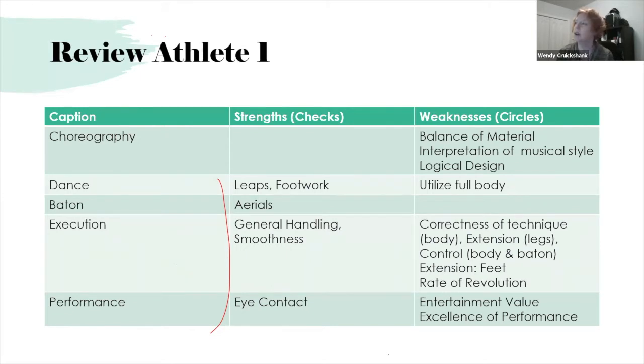Under choreography, we didn't check anything because we found a number of weaknesses in the design of the routine. So therefore we circled balance of material, interpretation of musical style, and logical design. So overall, the review we had is the routine is designed more like a traveling solo than a true solo dance twirl. This is an example of a twirler who doesn't dance, especially in the first half of the program. The routine appears to be overwritten for the twirling level of the athlete and is not designed to blend baton and dance except on the most basic level.